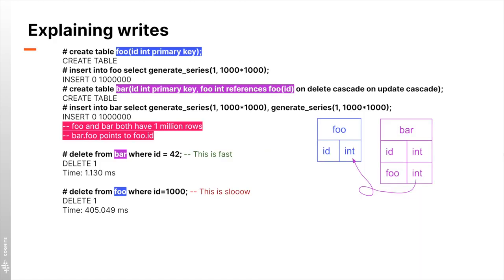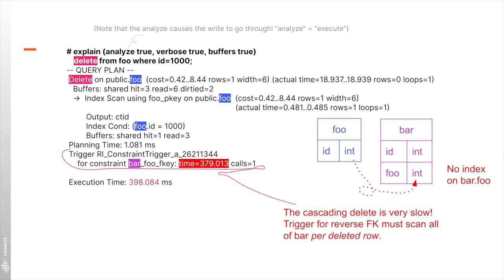In addition to getting the query plans for just plain selects, we can also do explains on write operations. In this small example, we create two tables and we insert a million rows into both of them. And there is a foreign key from bar pointing to foo. And then we see that deleting from bar is pretty fast, but deleting from foo is pretty slow. And we want to find out why, which might be fairly obvious in this simple example.